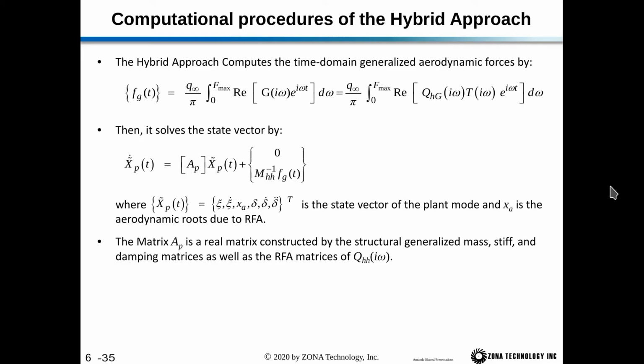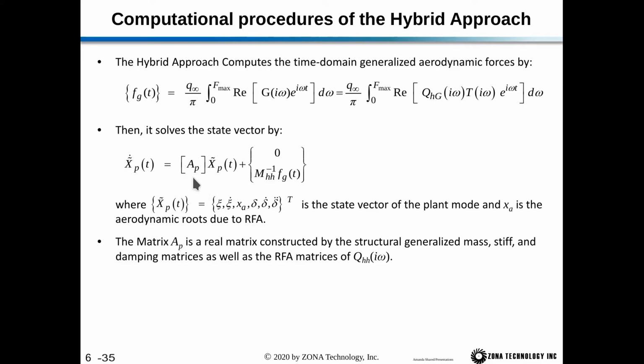Now the hybrid approach computes the time domain generalized aerodynamic forces as shown here. We have our gust aerodynamics specified in the frequency domain. We perform the inverse Fourier transform to give us our gust excitation in terms of a time vector. Then it solves the state vector by this equation here: x dot plant is A plant times x plant plus this excitation vector. This FG here is pre-multiplied by MHH inverse. Our plant is made up of c dot, XA, the lag states, and then delta, delta dot, and delta double dot, which are the actuator states.